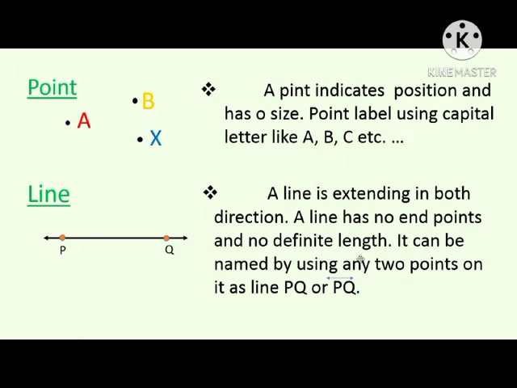The line has no end points and no definite length. It can be named by using any two points on it. So a line can be called line PQ, or PQ with an arrow mark on top. That indicates line PQ.